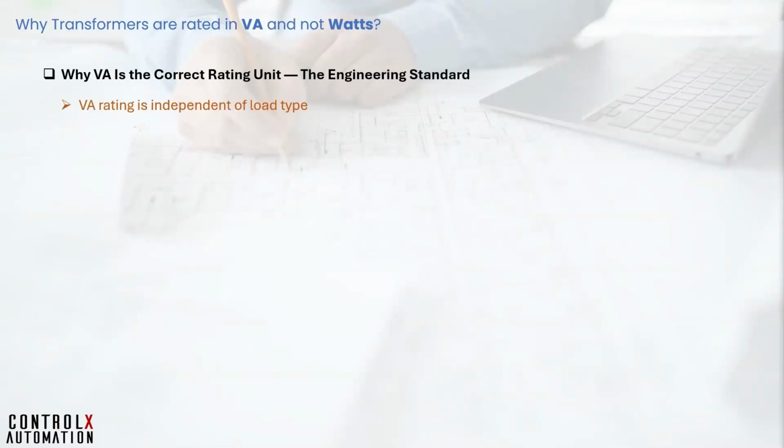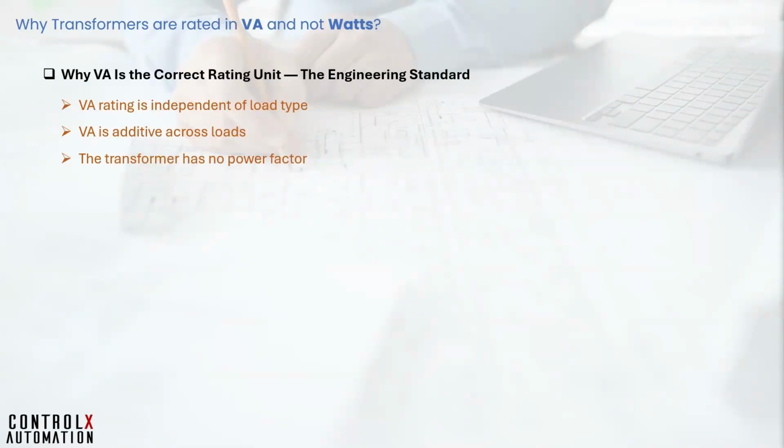VA rating is independent of load type. The same transformer can supply resistive heaters, inductive motors, starters, capacitive power factor correction banks, or any combination. The VA limit applies equally to all. A watt rating would require a different nameplate for every power factor. VA is additive across loads, so the total VA demand of a mixed load group is calculable from the power triangle. Watts of different power factors cannot be simply added without also tracking the reactive components of each load.